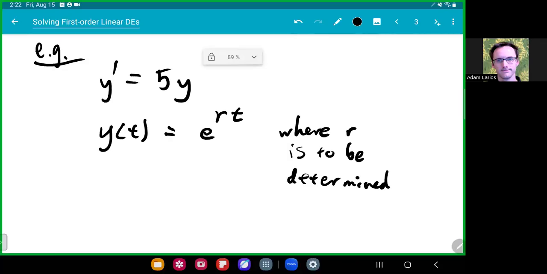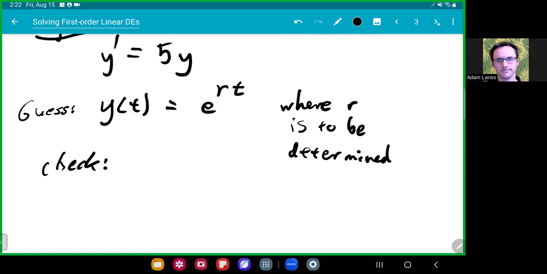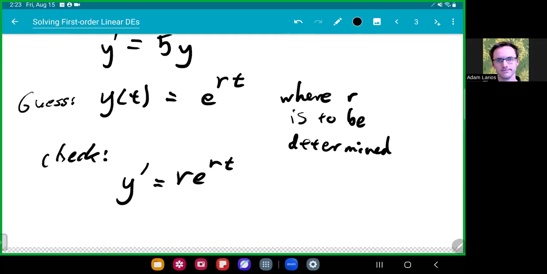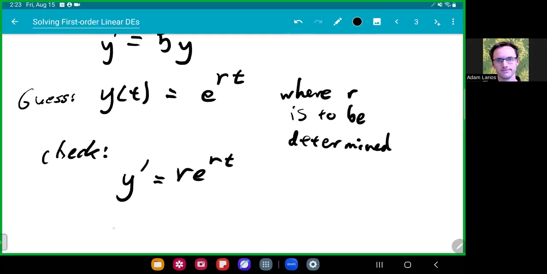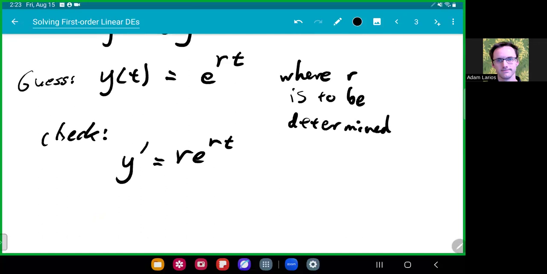So this is our guess: y of t is equal to e to the rt. And we can just check it. As I said, this is a little bit mathematically unsatisfying because we're just using guess and check like in elementary school. So y prime is r e to the rt. But what we would need is, so substitute this in, right? We would have, substituting.